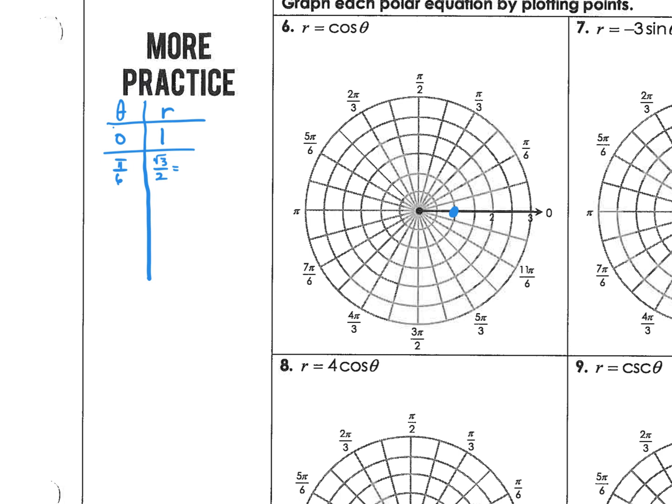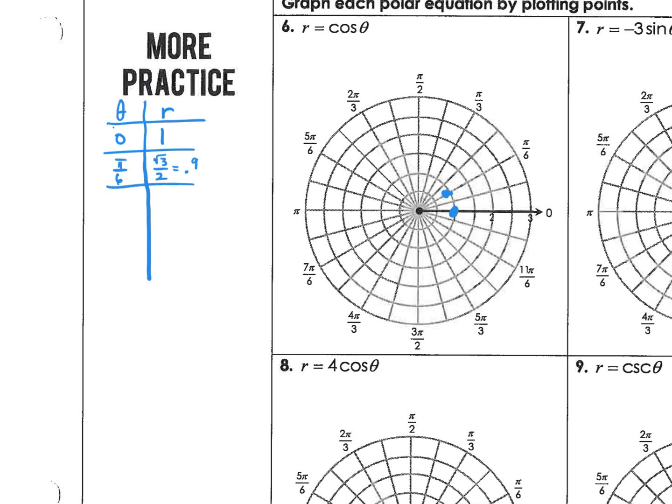Put myself in radians. So cosine is √3 over 2. Okay, so √3 divided by 2 is about 0.9. So at pi over 6, it's about 0.9.